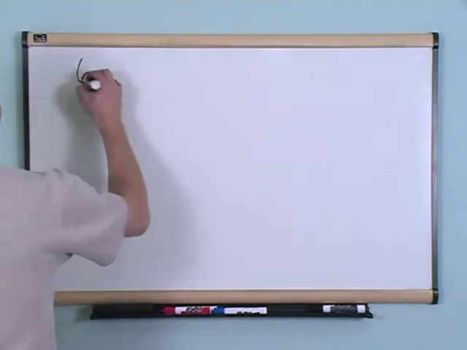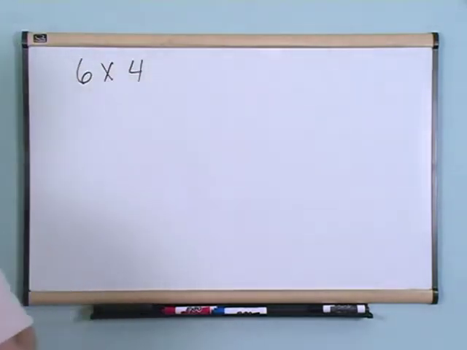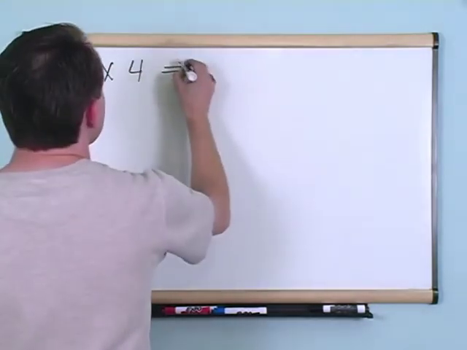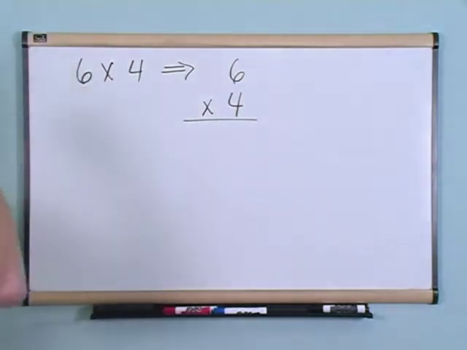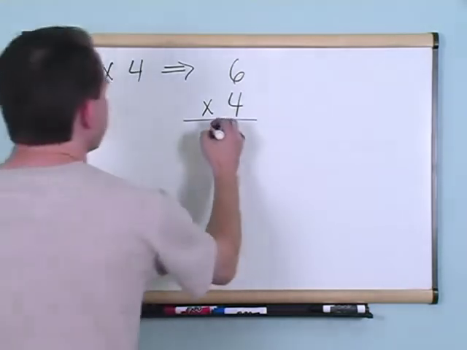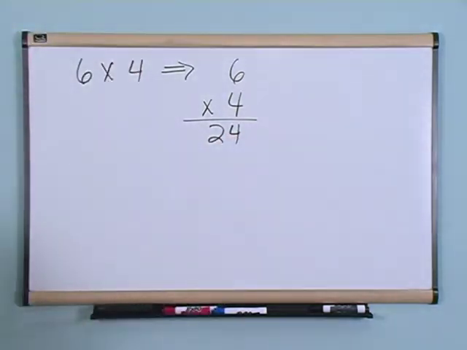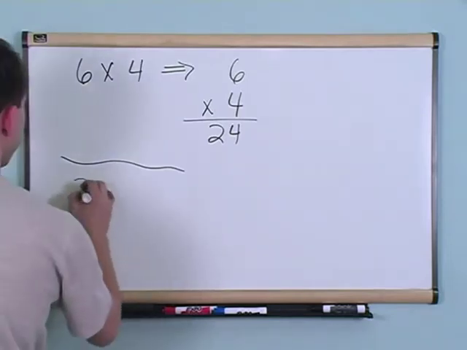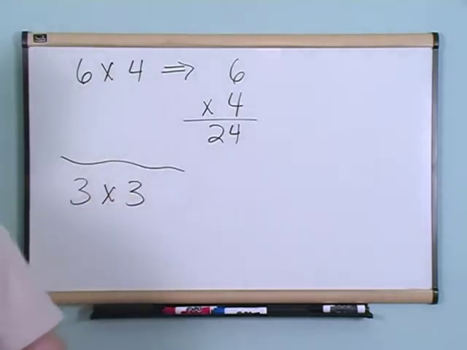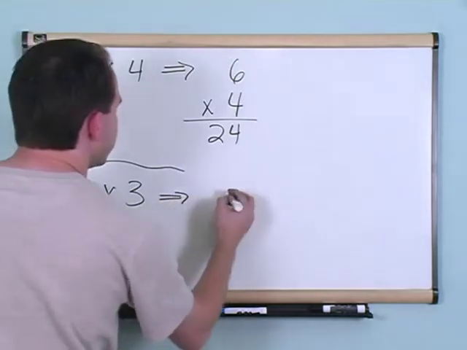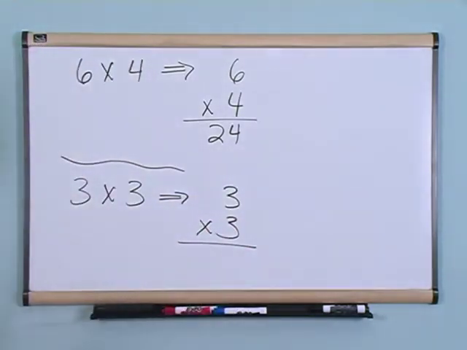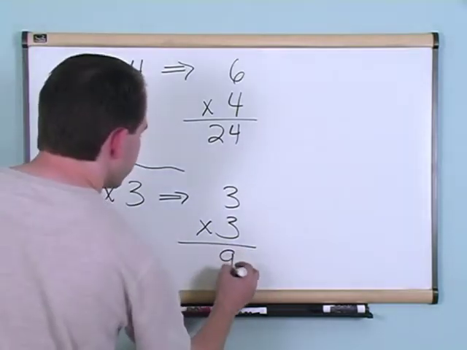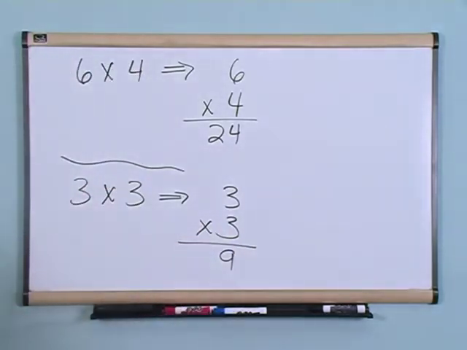Again, 6 times 4, okay? You should know what that is. We're going to write it on top of each other with the multiplication symbol. 6 times 4, you should remember from your times tables, is 24. I'm just going to write that down. 6 times 4 is 24. Okay? What about 3 times 3? I'm going to write that down just like this, and you should remember from your times tables that 3 times 3 is 9. Okay? 3 times 3 is 9.